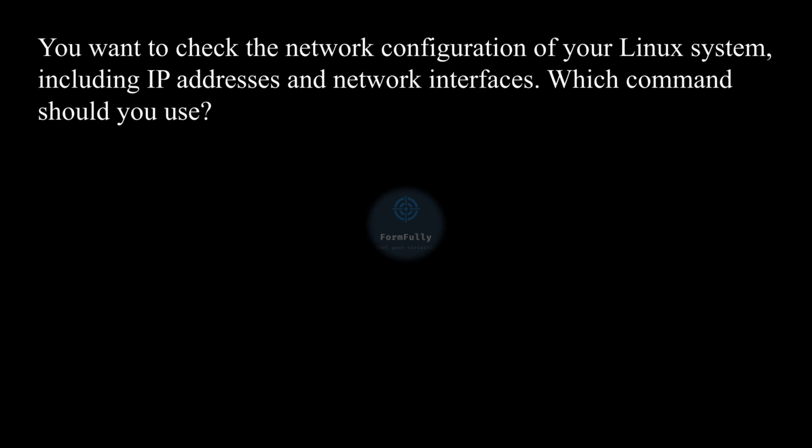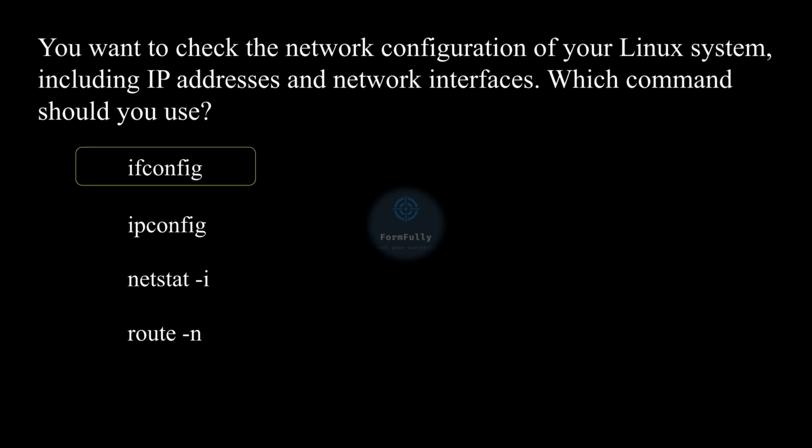You want to check the network configuration of your Linux system, including IP address and network interfaces. Which command should you use? Options are ifconfig, ipconfig, netstat -i, route -n. The correct option is ifconfig. This command is used to check the network configuration of a Linux system, including IP address and network interface.